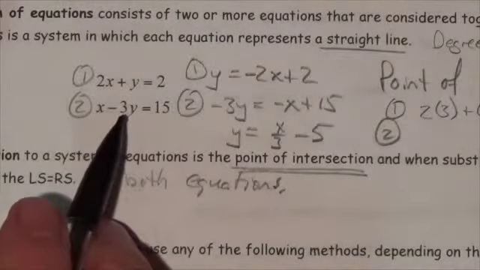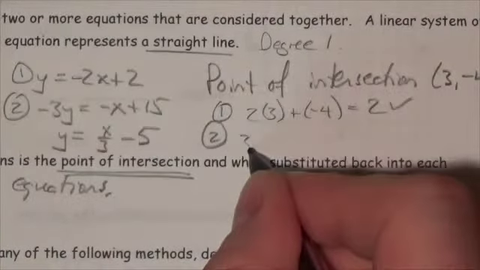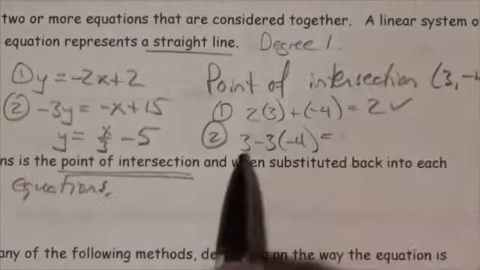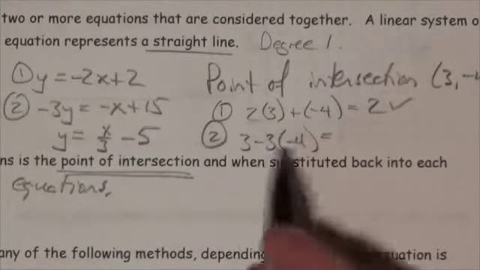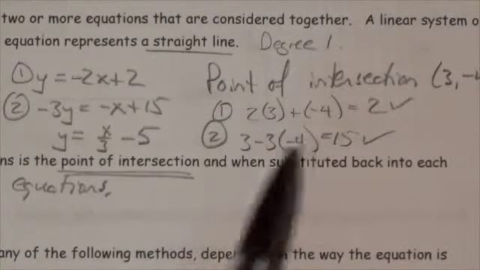Equation 2, let's look back over here. Equation 2 is x minus 3y equals 15. Let's plug in that point. 3 minus 3 times negative 4. Well, this is going to be positive 12. 3 plus 12 is 15. Yes, that point satisfies both equations.